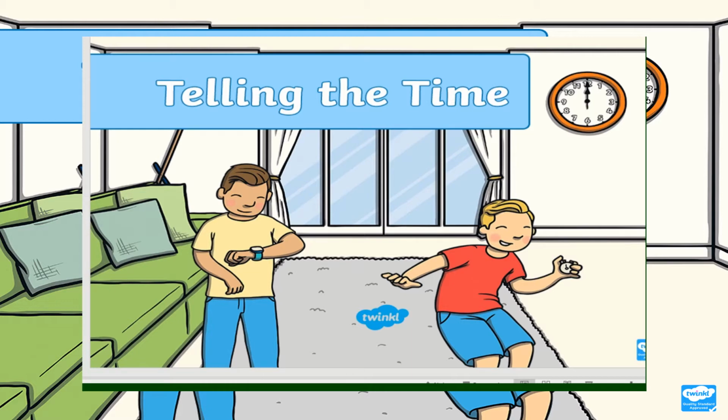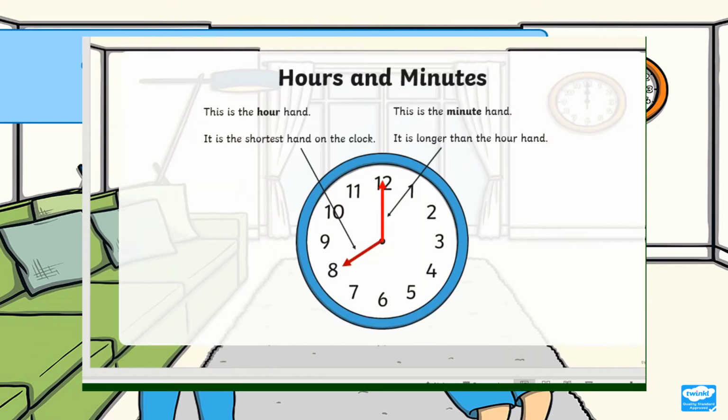This week in maths, we're going to have a look at telling the time. Now then, let's have a look at this clock. Hours and minutes. And maybe at home you could get a clock out and that would help you look. Can you see the hour hand and the minute hand?